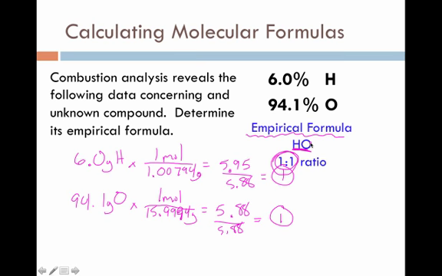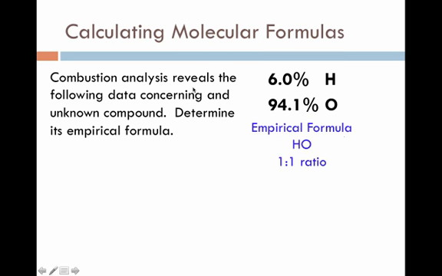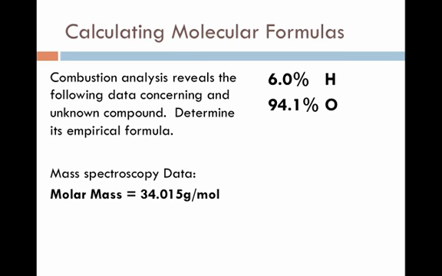Unfortunately, this is not the formula for the actual compound. This is just the ratio of hydrogen to oxygen atoms. This means we have a second step in this process. Typically with these problems, you're going to get a second bit of information that's going to look like this. We're going to use a second piece of equipment in the lab known as a mass spectrometer, and it does exactly what it sounds like. It measures the mass of your actual sample. And it's going to tell us that the molar mass of our real compound is 34.015 grams per mole.